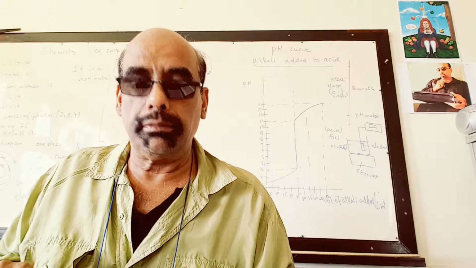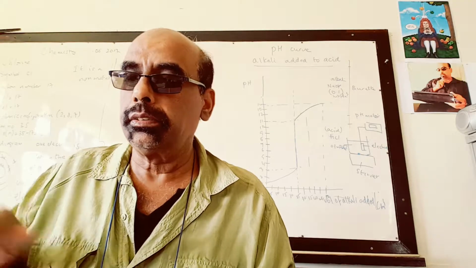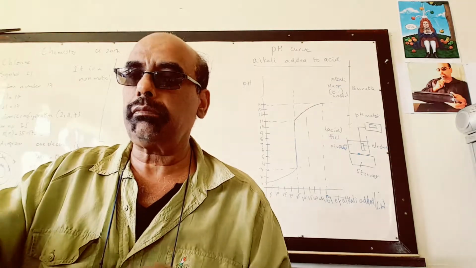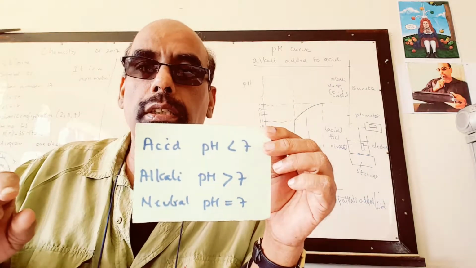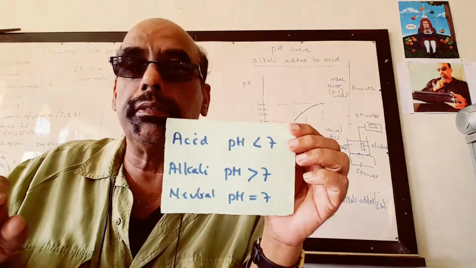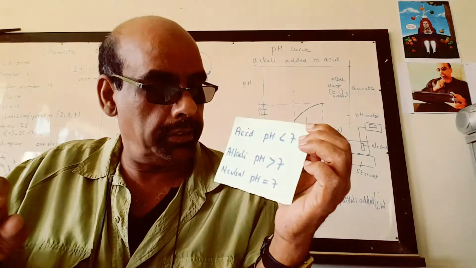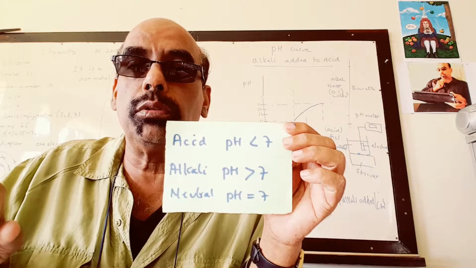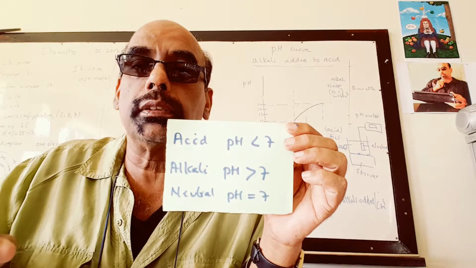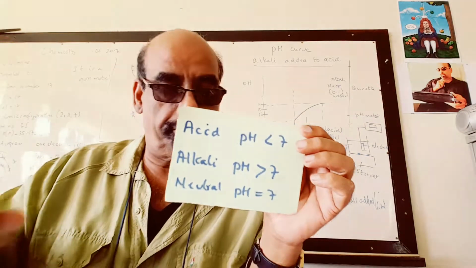A solution with a pH of 7 is neutral. So an acid has a pH less than 7, an alkali has a pH more than 7, and a neutral solution, for example water, has a pH of 7. It is neutral.